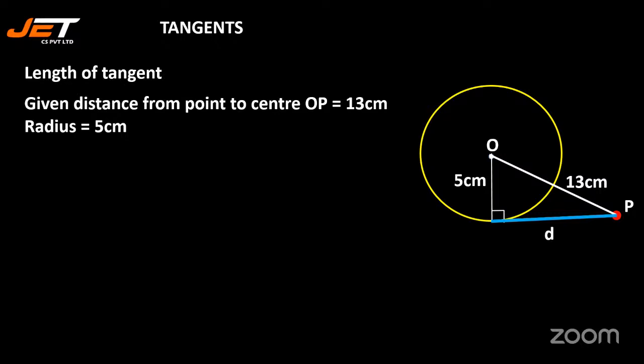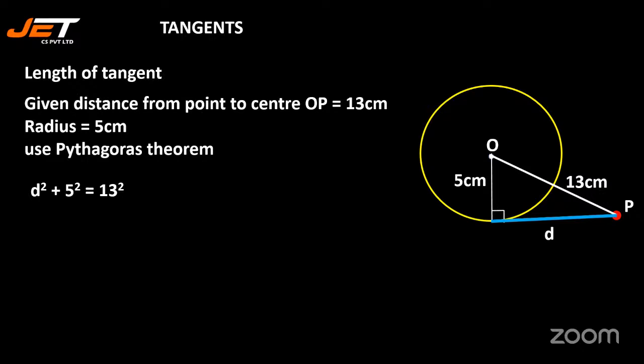The radius is 5 centimeters. Using the Pythagoras theorem, we can say d square plus 5 square, because OP becomes the hypotenuse. In the Pythagoras theorem, the hypotenuse square is equal to the opposite square plus the adjacent square, isn't it?